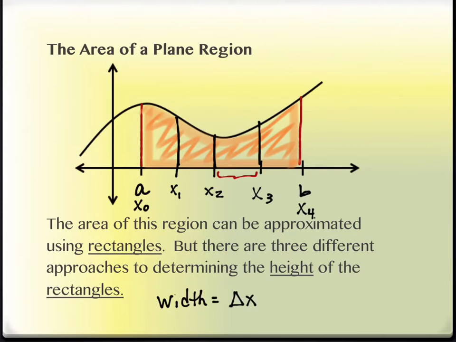Delta means change in, so it's the change in x, and it can be found by taking the ending point, which is b, or x4, minus the beginning point, which is a, or x0, and dividing it by however many rectangles we're wanting. So b minus a over 4. So the ending location, the beginning location, and dividing by however many rectangles I'm creating. I'm showing you 4 rectangles, but you can certainly do different numbers of rectangles.